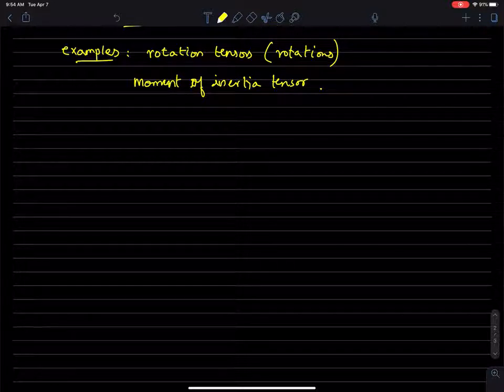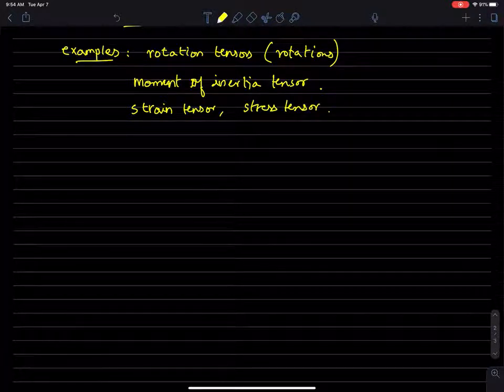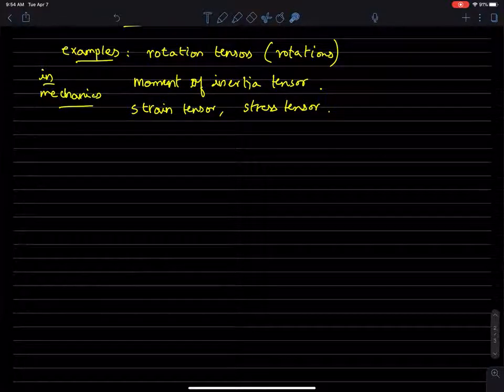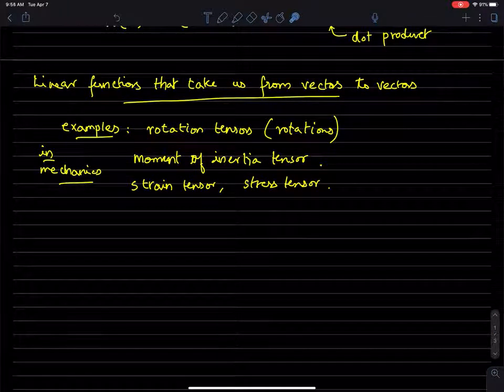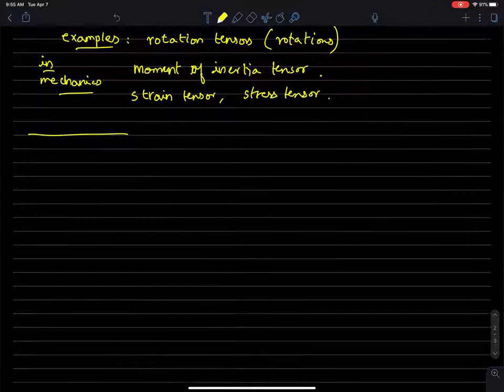In mechanics that involves deformations, we can have, for instance, the strain tensor, the stress tensor, and so on. Okay, so all of these can eventually be represented by 3x3 matrices, but like we said, just like vectors, it's good to have this abstract understanding of them as linear transformations. Okay, so that's an aside.